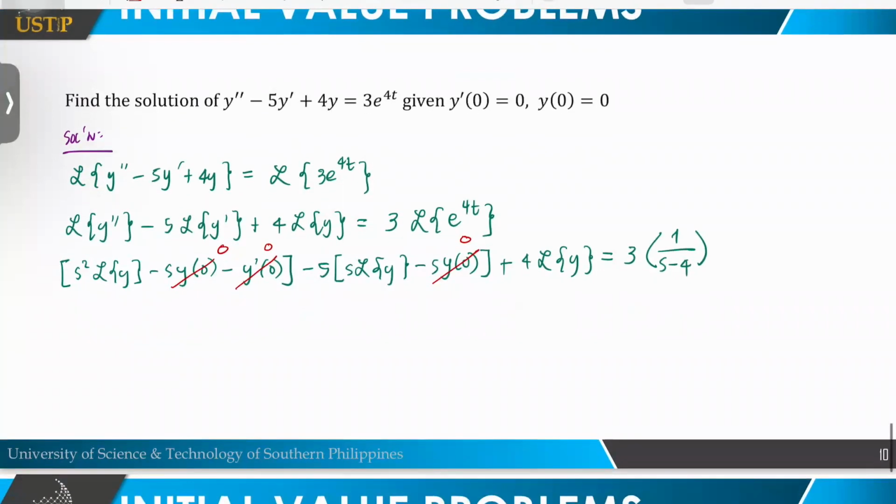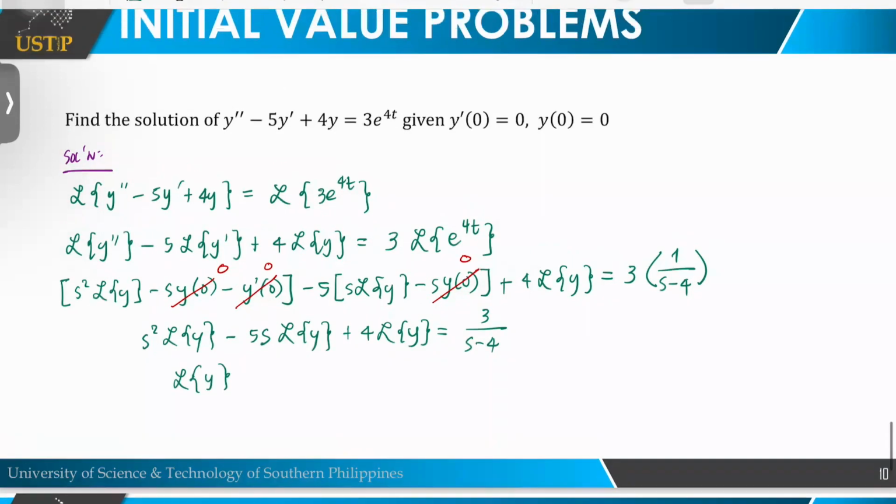Okay? So, we have s squared Laplace of y minus 5s Laplace of y plus 4 Laplace of y equals 3 over s minus 4. Now, what we're going to do here is we factor out Laplace of y.